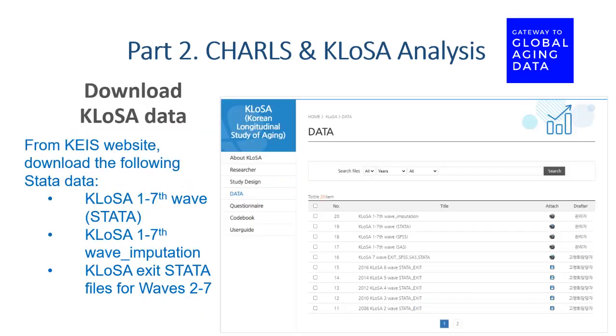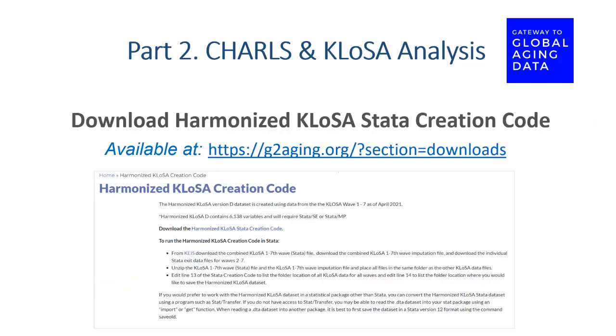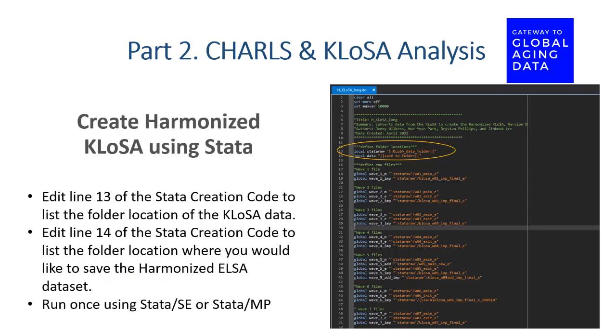Unlike CHARLS, where you can download the harmonized CHARLS, you actually have to create the harmonized KLOSA data on your own through Stata. But it's not actually as hard as it might sound. So you just need to download the KLOSA data, and we have information about how to do that. From the gateway, you'll then download the KLOSA Stata creation code. In that Stata creation code, you only need to edit 2 lines. Basically all you have to do is list where you saved the KLOSA data and where you want to save the harmonized KLOSA data.